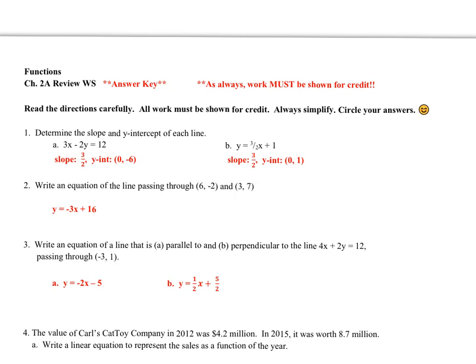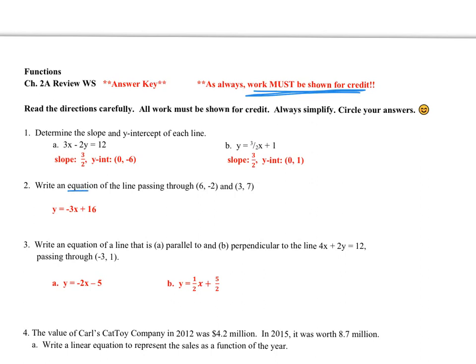Making sure that you always have work shown for credit, otherwise it doesn't really do you a whole lot of good to prep you for your test. So make sure you're showing work when work is needed. For number 1, the slope is 3/2 and the y-intercept is (0, -6). 1B, you wouldn't need work for this one if you recognize the slope would also be 3/2, but now the y-intercept is just (0, 1).